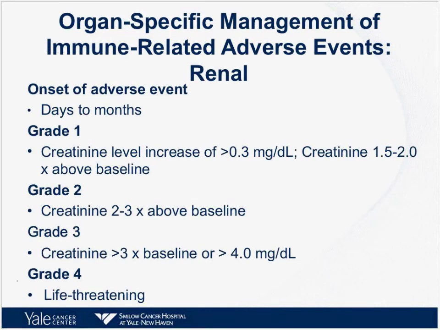Renal dysfunction can occur at days to months. One wants to monitor blood creatinine level if there's an increase of 0.3 over their baseline, or if the creatinine is 1.5 to 2 times above baseline. Grade 2 is a creatinine of 2 to 3 times above baseline. Grade 3 is greater than 3 times over baseline, or if the creatinine level is 4, and then grade 4 is life-threatening.